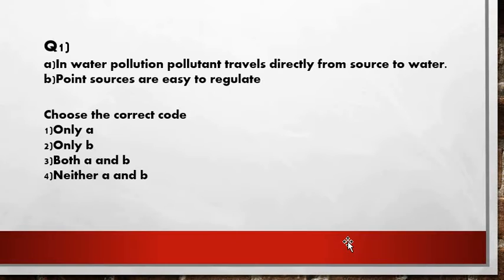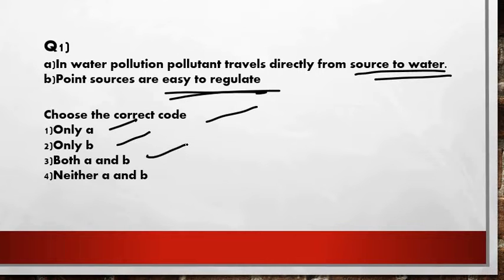Question number 1 is saying that in water pollution, pollutants travel directly from source to water. And statement number 2 says that point sources are easy to regulate. Choose the correct answer from the given code: only A, only B, both A and B, and neither A nor B. So here our answer will be both A and B. Why A and B? What is the meaning of the point source? Here I'll show you through the figure.